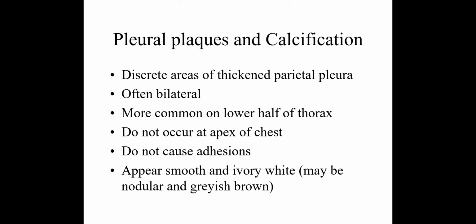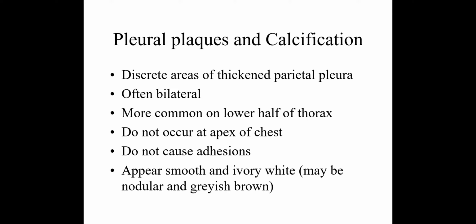Pleural plaque and calcification. Pleural plaques are discrete areas of thickened parietal pleura, often bilateral, more common on the lower half of the thorax, don't occur at the apex of the chest, don't cause adhesions, appear smooth and ivory white, may be nodular and grayish brown.